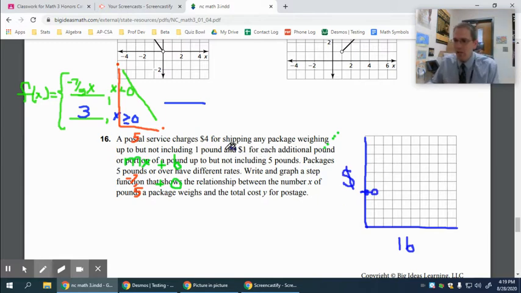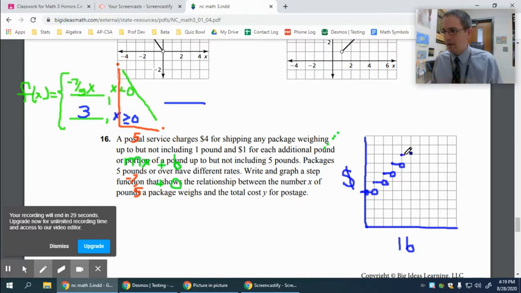Then what happens is after it weighs 1 pound, they add $1 to the price. So at 1 pound, they add it, and it costs $5. And then I'm going to have to go over and make that an open circle there. And then after 2 pounds, they add another $1. You're just going to keep going along like this. And then at 3 pounds, they add another $1. How long do I have to do this? Well, the problem says until it's 5 pounds. So at 4 pounds, they add another $1. And then it says packages over 5 pounds have different weights that we don't have to worry about in this problem.